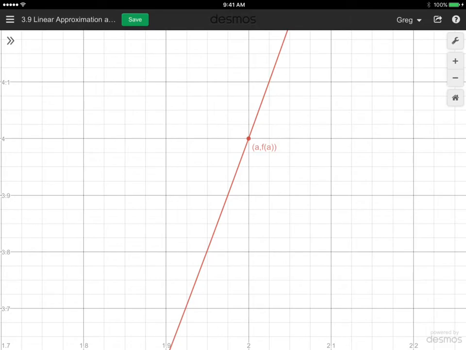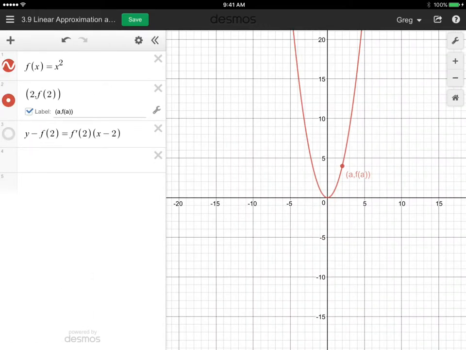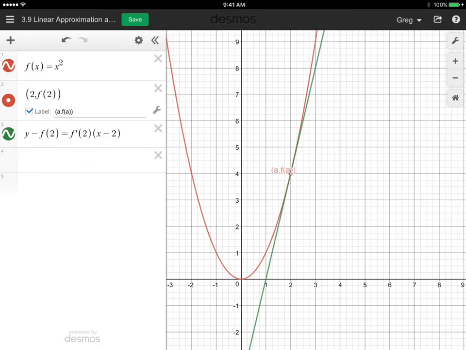So what I'm going to do is zoom out for a second and go ahead and plot the derivative. We know what the derivative of x squared is. So I'm going to plot the derivative at the point that I've labeled. There it is. That derivative is now in green. So we can see that the derivative is tangent to the point at a. It's tangent at, in this case, a is 2. We know what f of 2 is. We can see that the tangent is right there.